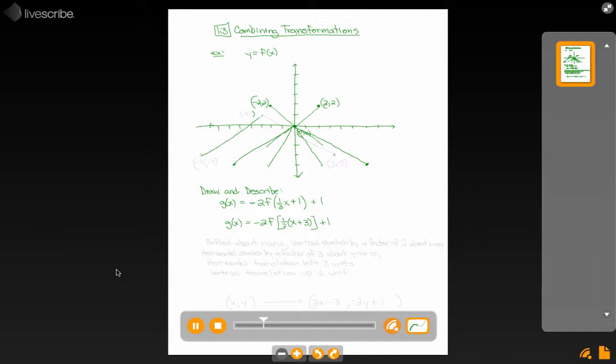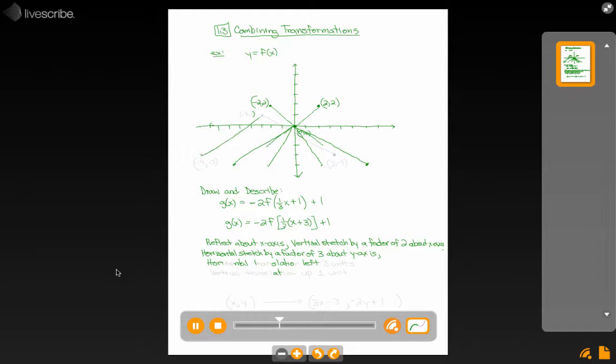And my function now looks like this. Slight difference. I would have still described most of the transformations the same, but the horizontal translation looks different. The negative 2 out front, the negative first of all makes me reflect about the x-axis. The 2 is a vertical stretch by a factor of 2 about the x-axis, so my graph is going to get twice as tall. The 1/3 inside multiplied by x is actually a horizontal stretch by a factor of 3 about the y-axis, so my graph needs to get 3 times as wide.